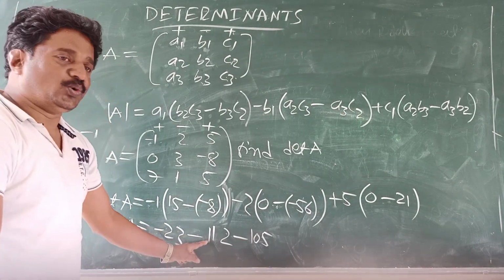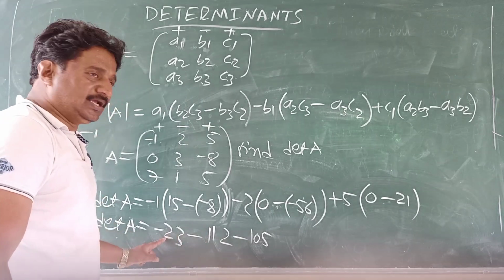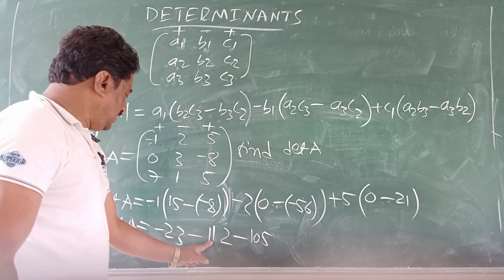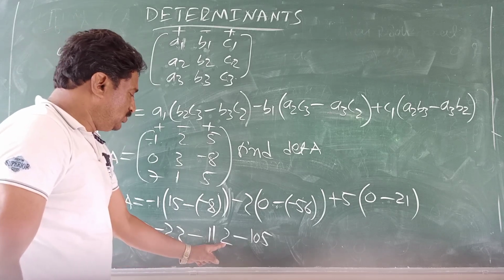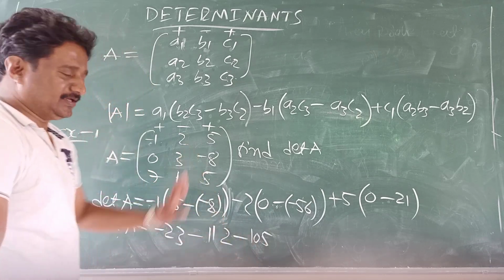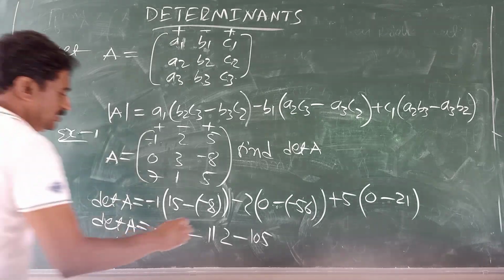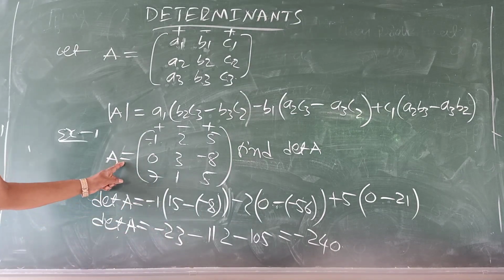100 plus 100, 200. 200 plus 20, 220. 220 plus 10, 230. 230 plus 3, 233. 233 plus 2, 235. 235 plus 5, 240. I think it's correct. So let us cross check. 105, 112, 23. It is minus 240. This number minus 240 is the determinant of this matrix.